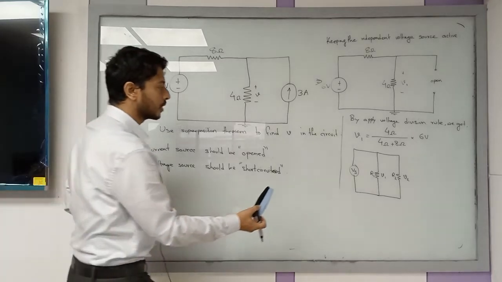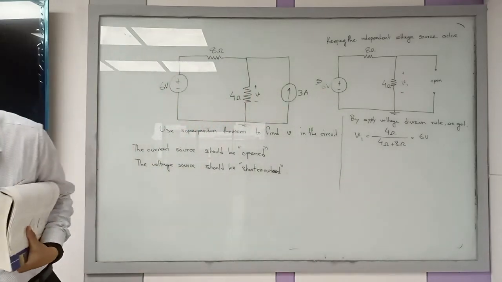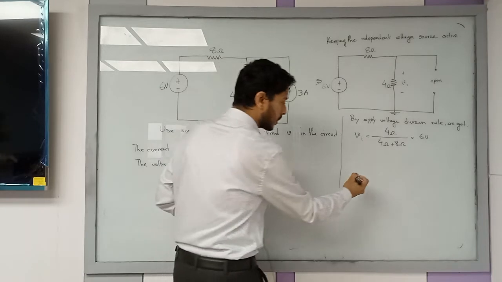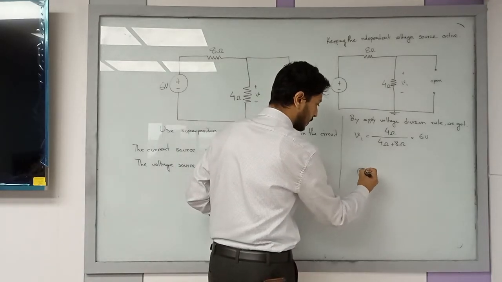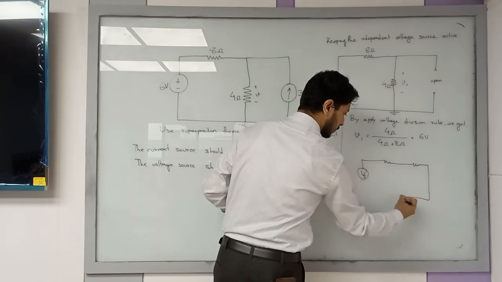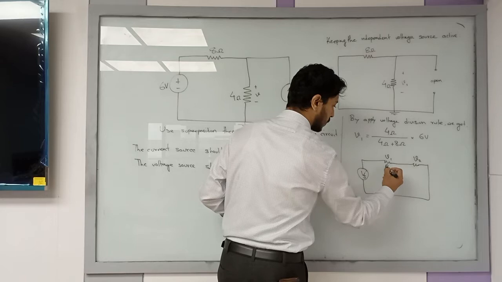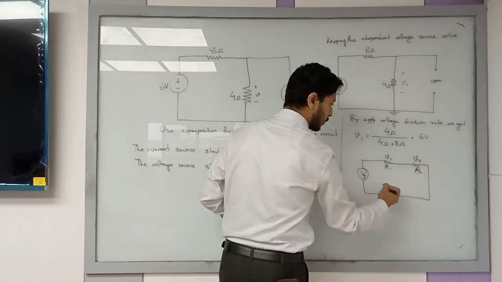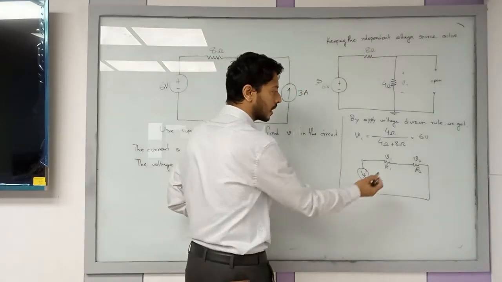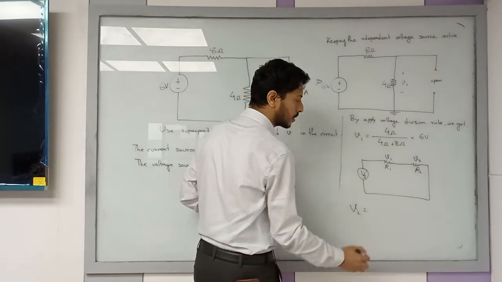Basically, if the circuit is like this, it will be easier to understand. For a series circuit, suppose this is VS, you have a resistor here and a resistor here. V1, V2, R1, R2. Voltage division rule: if you want to find V2, how would you do it?